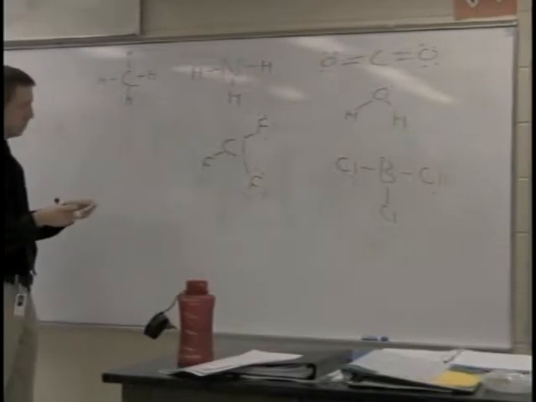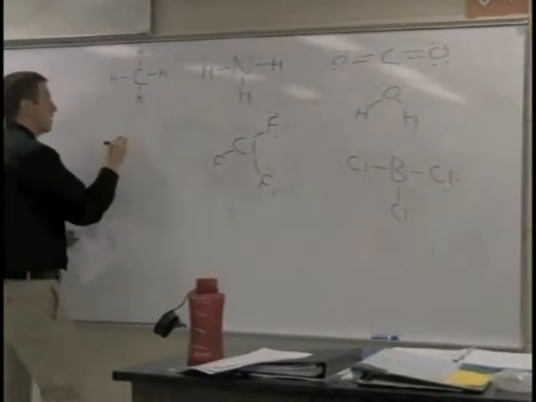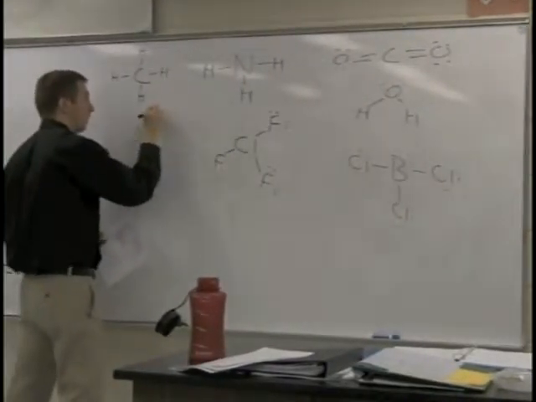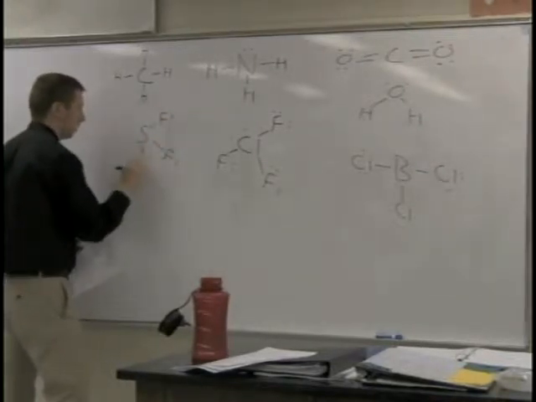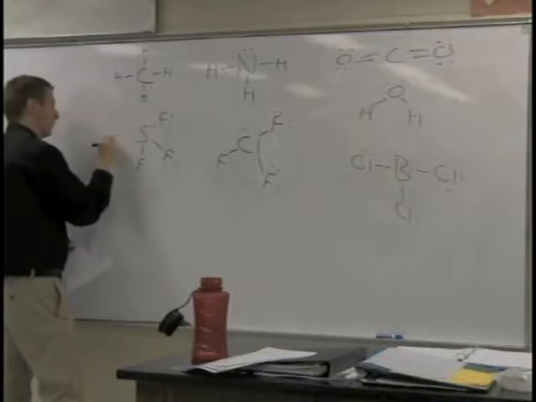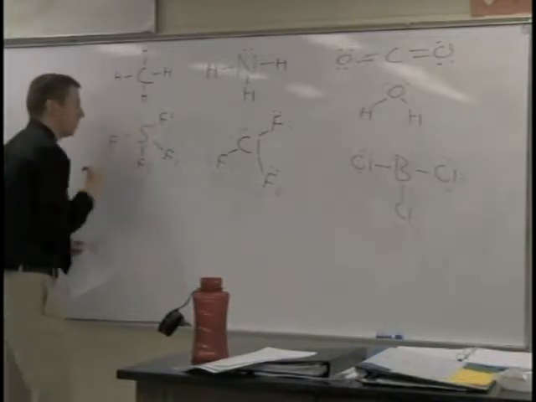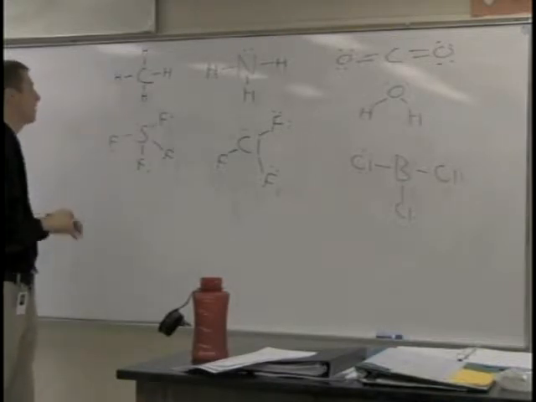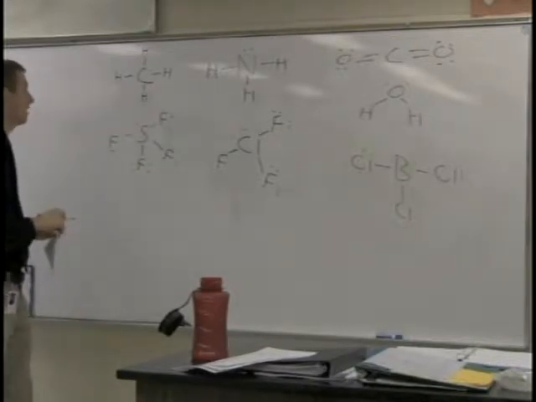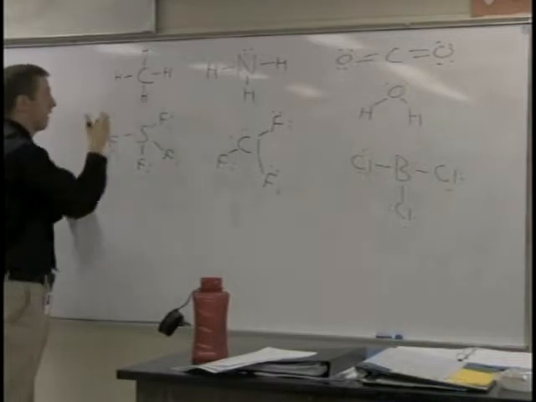The next version would be called seesaw or distorted tetrahedron, where my sulfur is going to be bonded to 4 atoms, with a pair of electrons on the central atom. So what makes this one again different is because it has a pair of electrons on the central atom, it will distort that original tetrahedral.